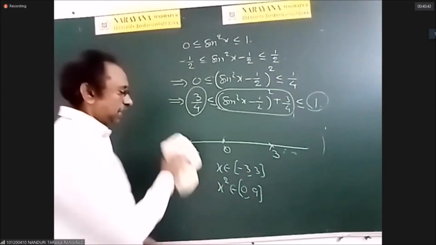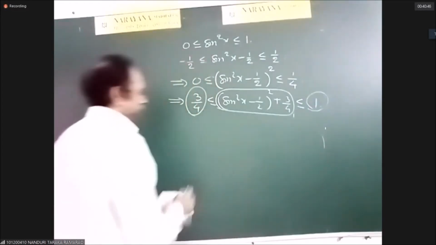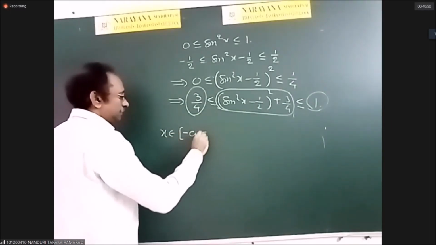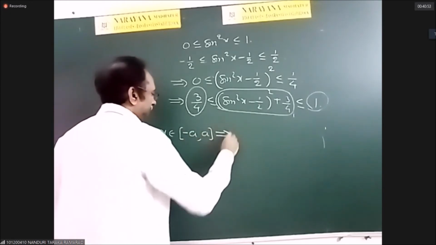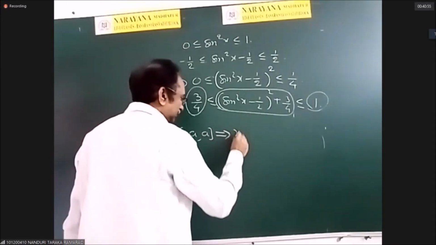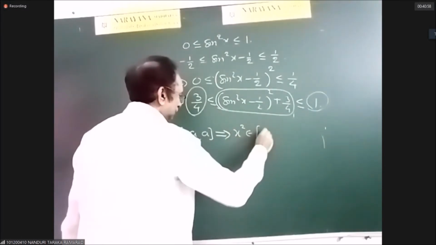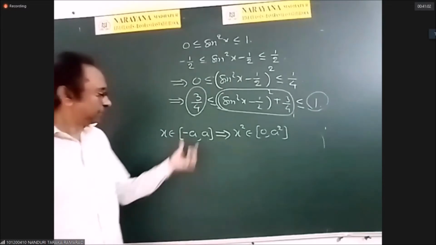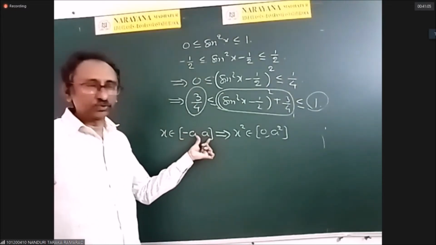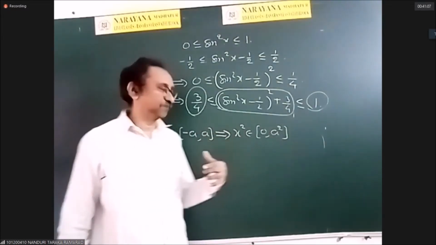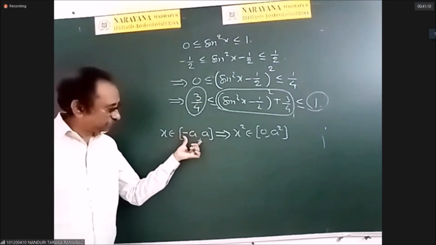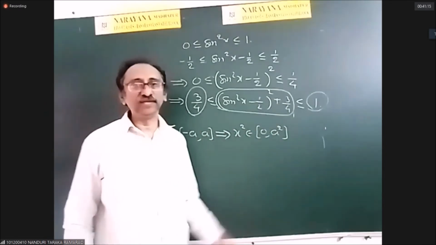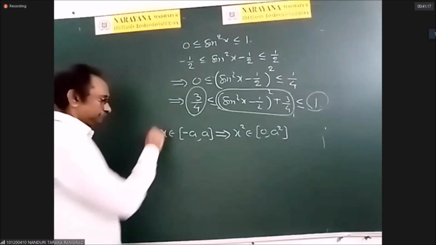So I will write the general result like this. x belongs to the closed interval minus a comma a. Then immediately you can write its square as 0 to a square. Because for the numbers between 0 and a, the squares lie between 0 and a square, and also for numbers between minus a and 0, the squares also lie between 0 and a square only. So write this.